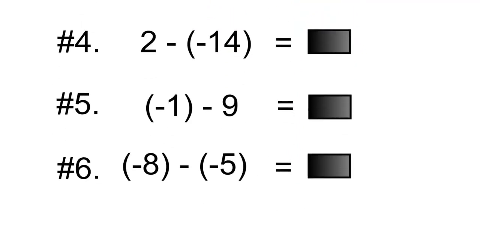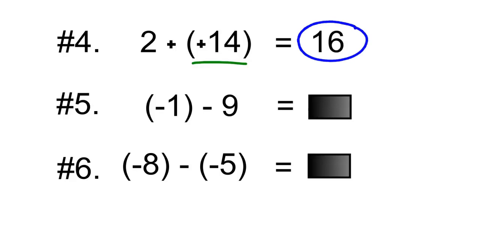For 2 minus negative 14, change the subtraction sign to an addition sign. Change the integer after it, which is negative 14, to its opposite integer. The opposite of negative 14 will be positive 14. Then I'll follow addition rules. If I have two positive integers, I add them together. 2 plus 14 is 16, and again they're both positive, so my answer will be positive 16.